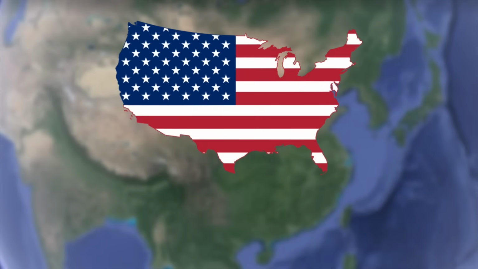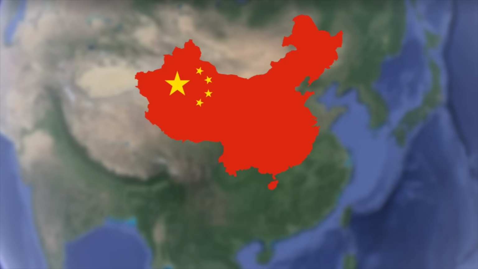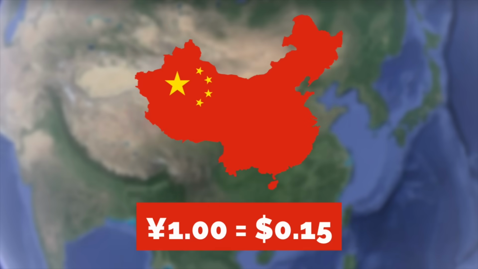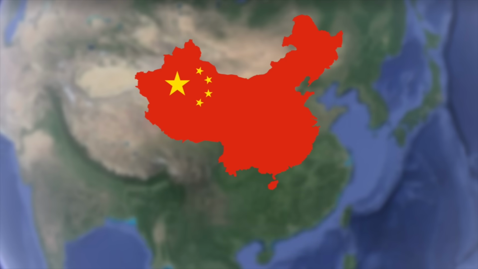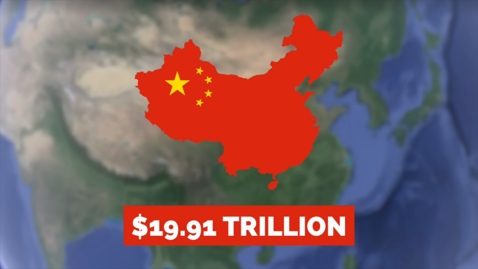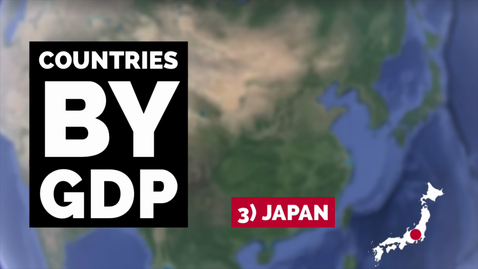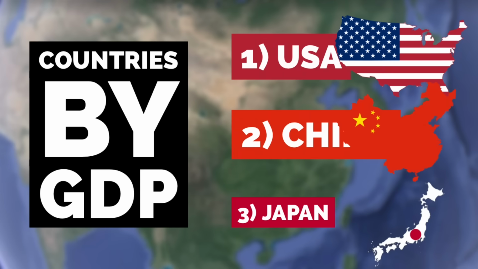The currency of the United States is the US dollar, and China's currency is the Chinese yuan. For comparison, 1 US dollar is equal to about 6 yuan 70, and 1 Chinese yuan is equal to about 15 cents. China's GDP of $19.91 trillion trails right behind the United States' GDP of over $25 trillion. This makes the United States and China the world's largest and 2nd largest economies.